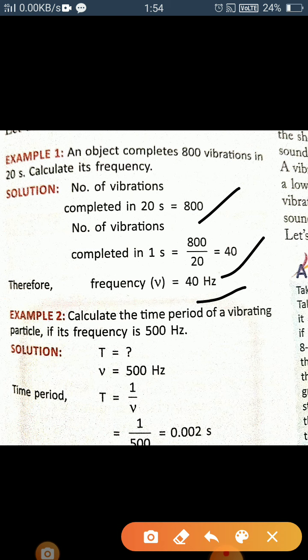In another example, we see this: calculate the time period of a vibrating particle if its frequency is 500 hertz. Here we are given frequency 500 hertz and we have to calculate time. Simple, we know the formula T equals 1 upon nu, and we put the value, we get 0.002 second as the time.